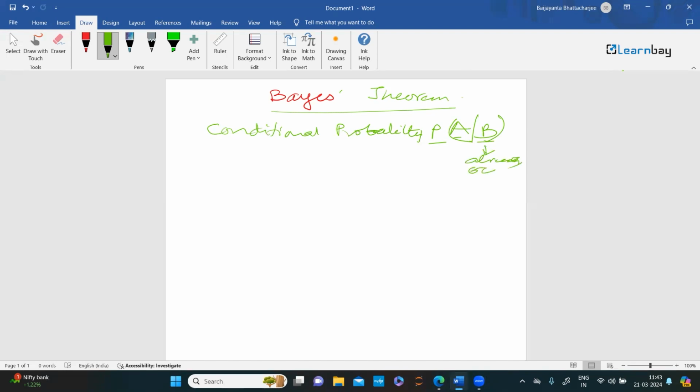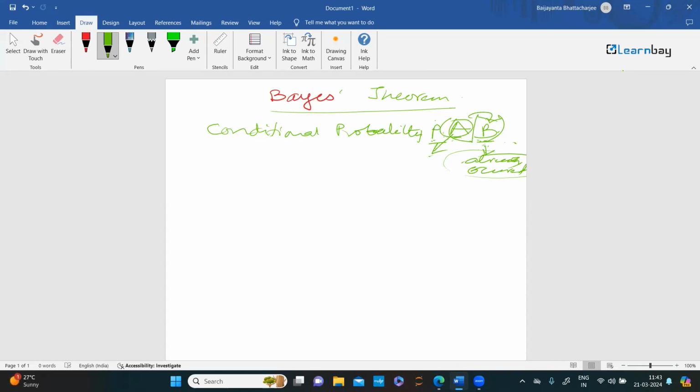Based on the occurrence of B, we assume that if B has occurred, then what is the chance that A will occur? So the occurrence of A is dependent on the occurrence of B. B has to occur, and based on that we calculate the probability that A will occur. It can be read as the probability of the occurrence of A given that B has occurred. This is the conditional probability.